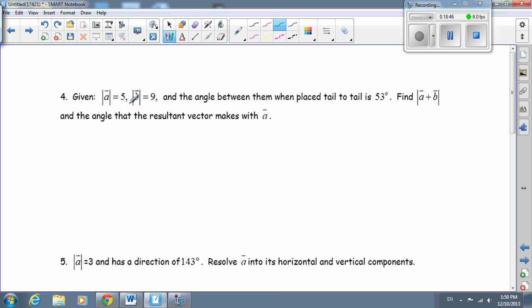Given A is equal to 5, B is equal to 9, and the angle between them placed tail to tail is 53 degrees, find A plus B. Now, here we have both vectors facing two different directions, tail to tail as they said. And we know that the angle in between them is 53 degrees. So this whole angle is 53 degrees.